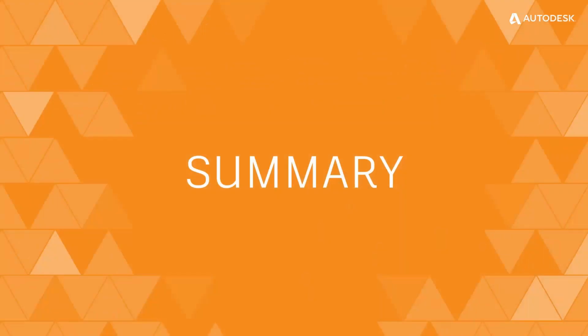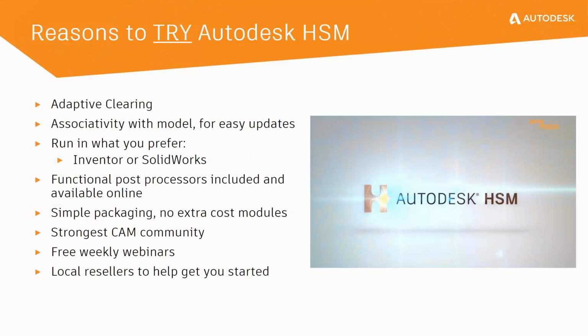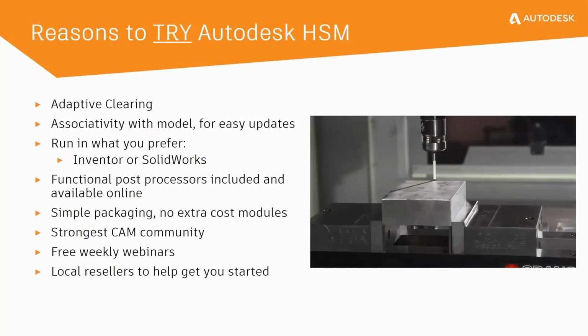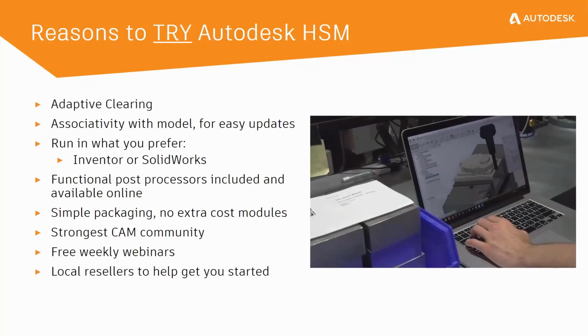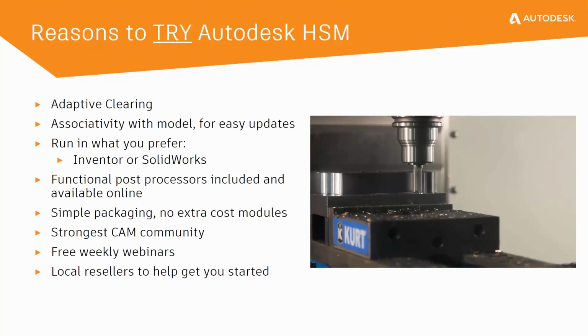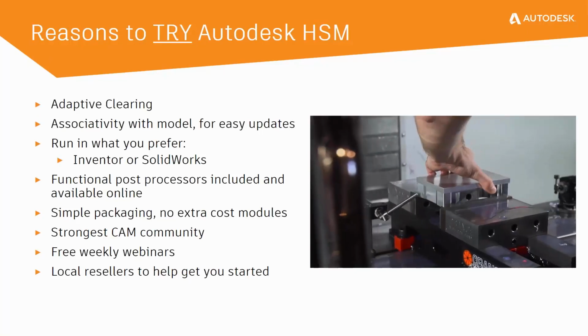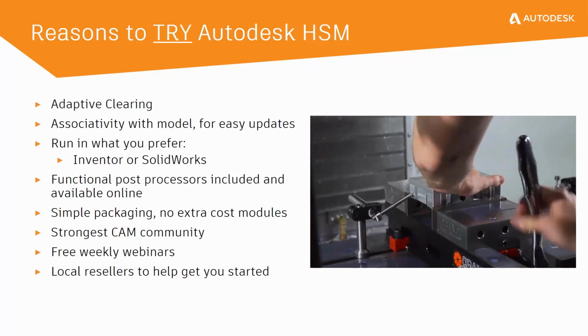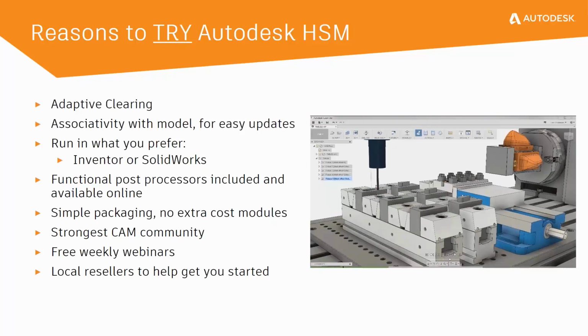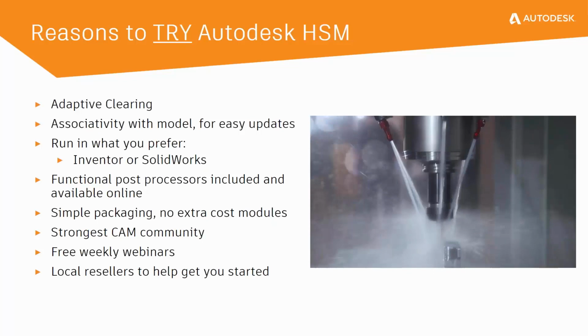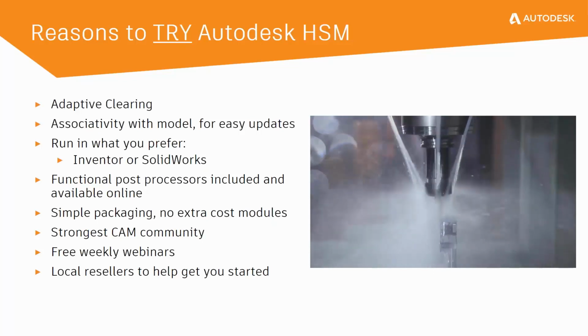So in summary, let's revisit some of the key reasons to consider Autodesk HSM. Firstly, adaptive clearing. It's going to help you and your business become more efficient in your machining processes. It's going to help you maintain or reduce the wear and tear on your tools and your machine. It's also going to help you cut down the machine time, meaning that you're running overall more productive than previously.